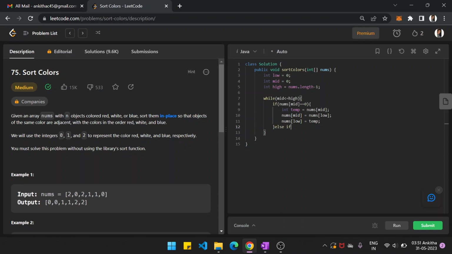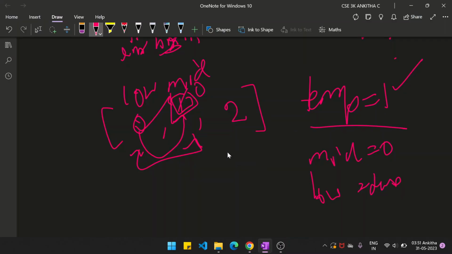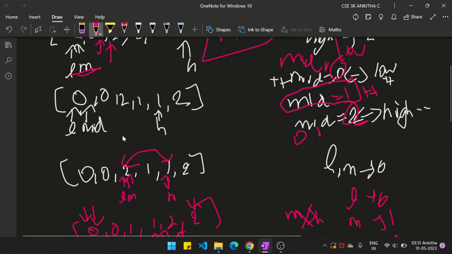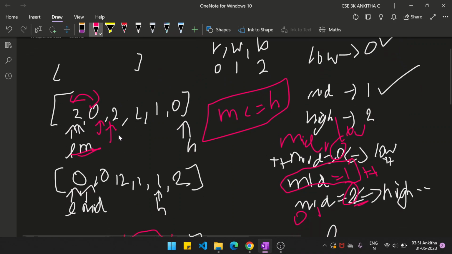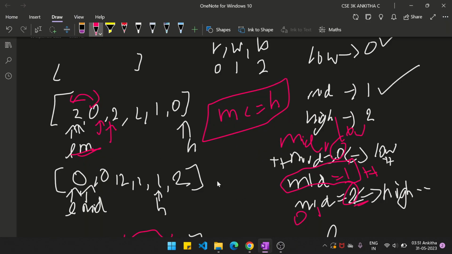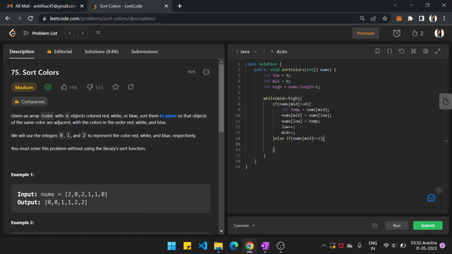So else if nums of mid equal to 1, here we have to increment both low and mid value. Low plus plus, mid plus plus, because both are pointing to the same position initially. So both will be incremented. And yeah, that is one case. And when you find out that mid is equal to 0, you exchange with the low. So low is 0 for sure, so incrementing low is okay. In the same case, increment mid also. So here, if mid equal to 1, then nothing you have to do. Mid plus plus we have to do.